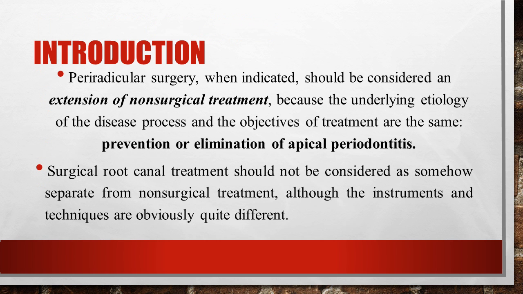Okay. So, what is periradicular surgery? It is supposed to be considered as an extension of your non-surgical treatment. By non-surgical treatment, I mean your regular endodontic therapy. So, why is it considered as an extension? Because the objectives of your treatment are going to be the same. At the end of the day, even with your surgery, you wish to prevent or eliminate the formation of apical periodontitis. So it should not be considered as something which is separate from your non-surgical treatment. It should be considered as just an extension, even though the instruments and the techniques which are used are going to be different.